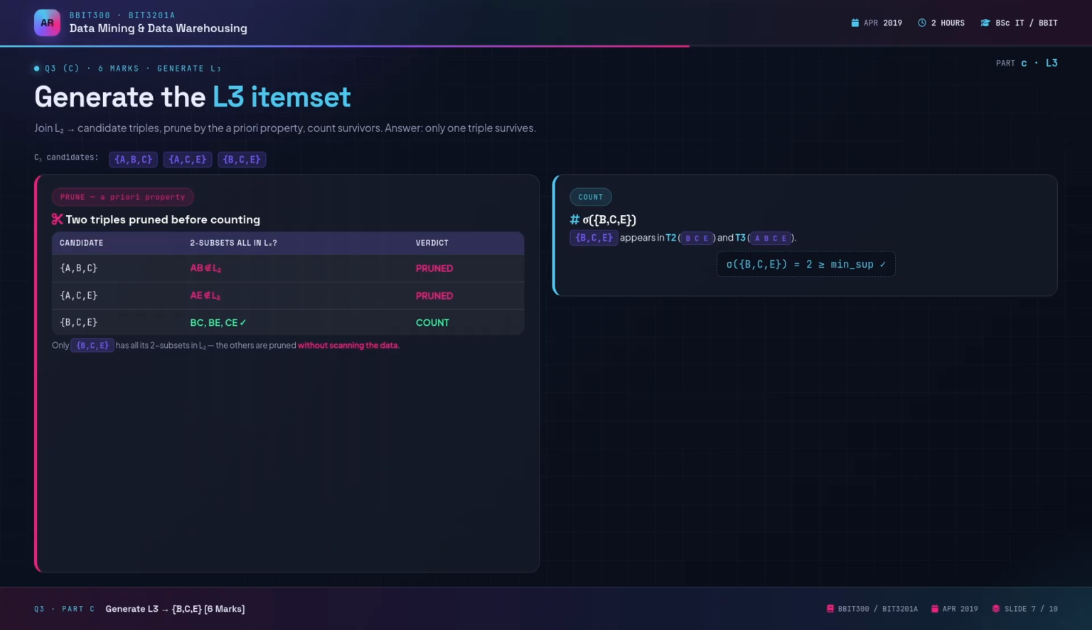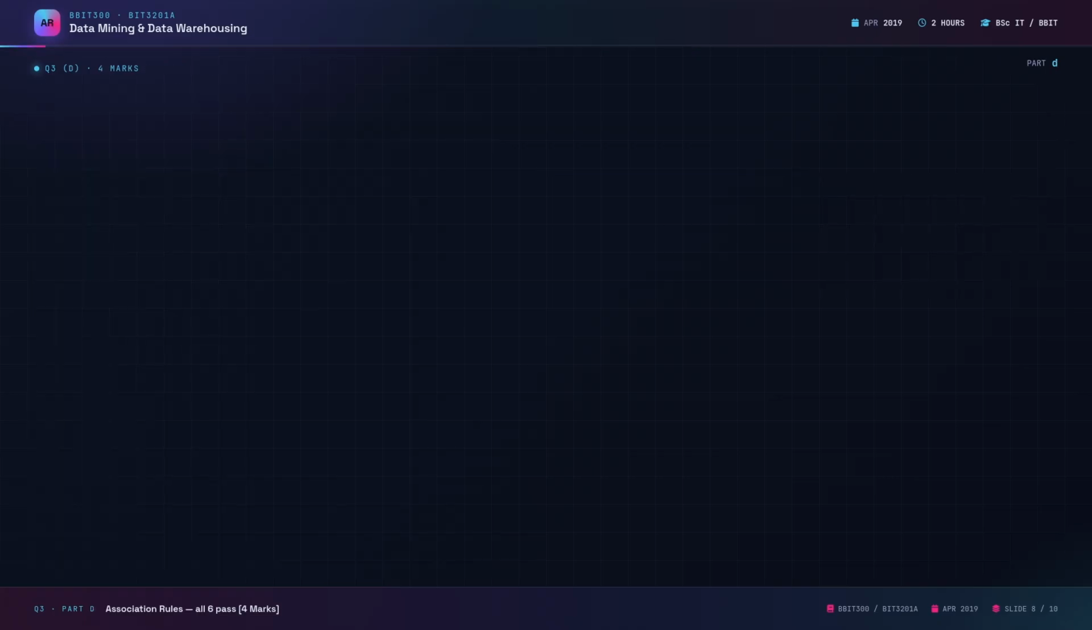Part D, 4 marks. We generate rules only from the frequent item set we just found, BCE, because by the Apriori property only frequent item sets can produce valid rules. From a 3-item set we can partition it into an antecedent and a consequent in 6 ways, giving 6 candidate rules. For each one, confidence is the support of the full item set divided by the support of the antecedent, and we keep every rule at or above 50%.